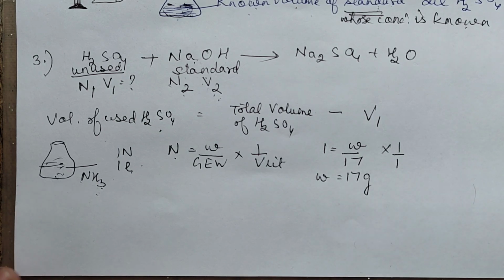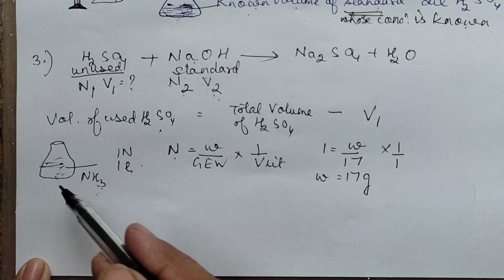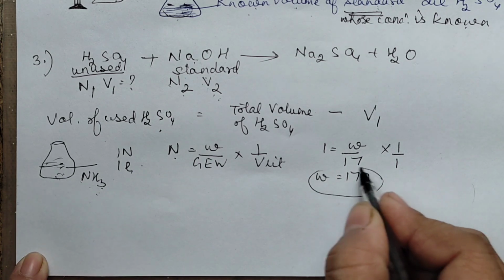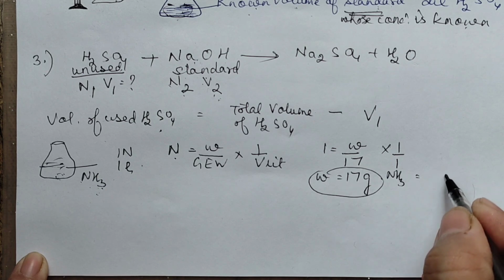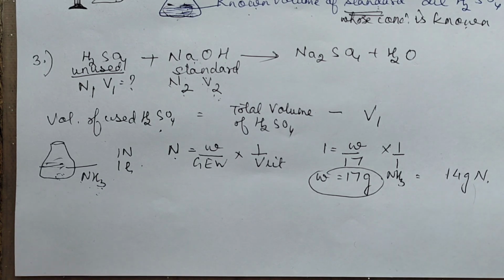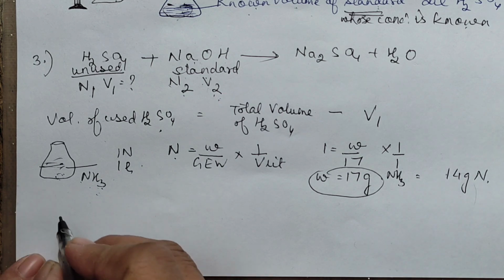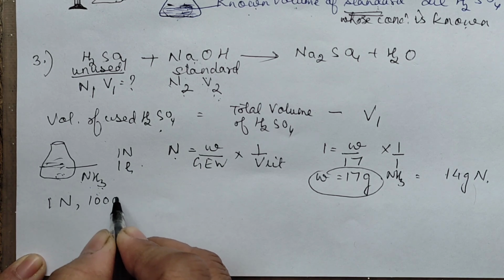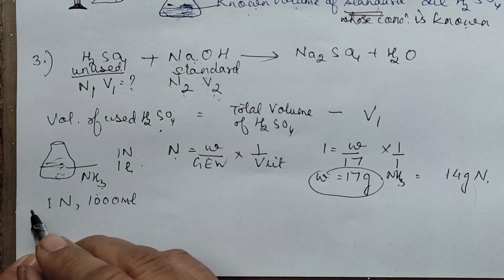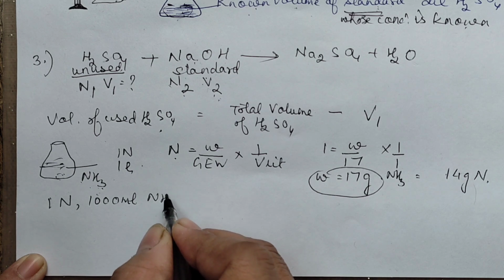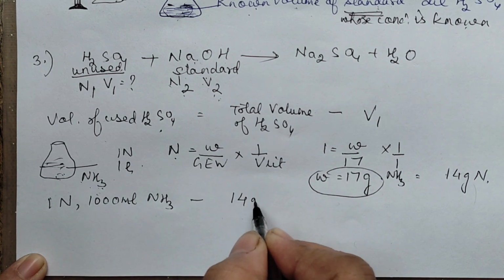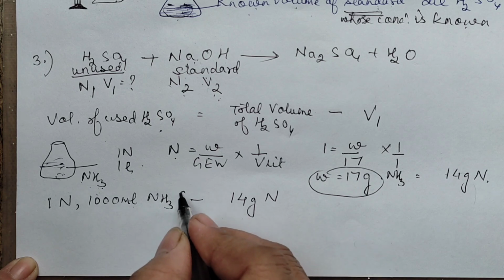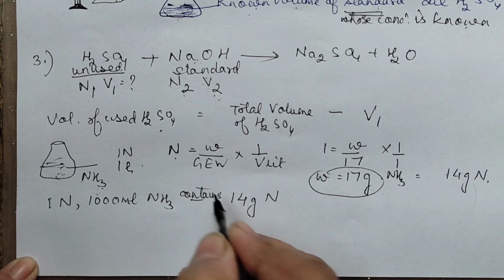So how much of ammonia? We can say 17 grams of ammonia is there in 1 normal 1 liter ammonia solution. Okay, now this 17 gram of ammonia will contain how much nitrogen? 14 gram of nitrogen. Okay, now from here we will go ahead. So what we can say is that for preparing 1 normal 1 liter solution, that is 1000 ml, 1 normal 1000 ml solution of ammonia, what is the weight of nitrogen? 14 grams. We can say 1 normal 1000 ml ammonia solution contains 14 grams of nitrogen.